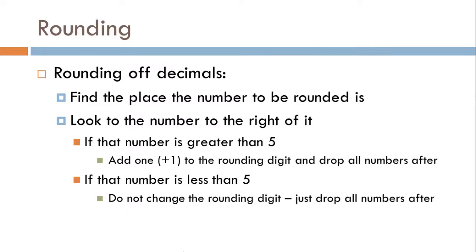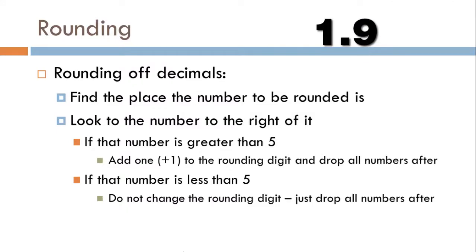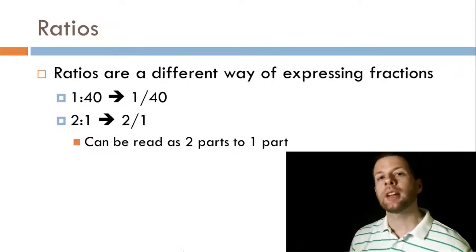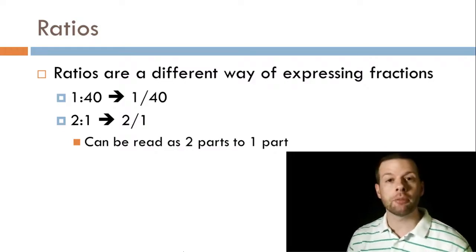How about 1.89, and I asked you to round to the tenths place. You will see that 9 is greater than 5, and you'll go ahead and round up to 1.9 instead of 1.89, and that is rounding. Let's discuss ratios. Sometimes you'll see a number, a colon, and another number. Don't be scared by that.